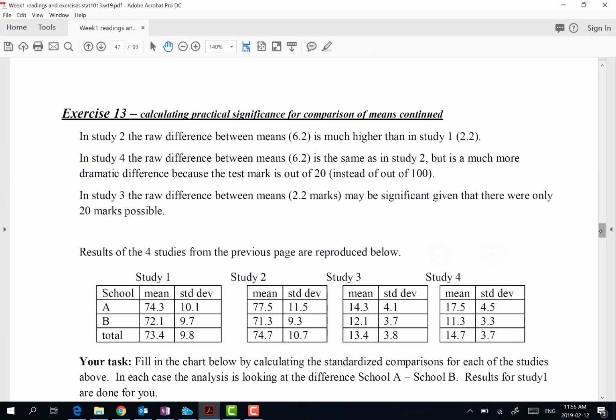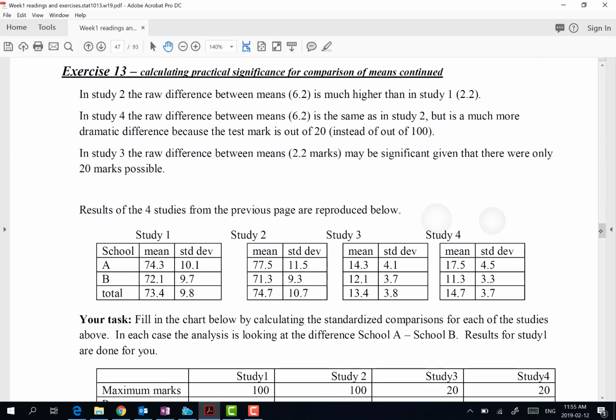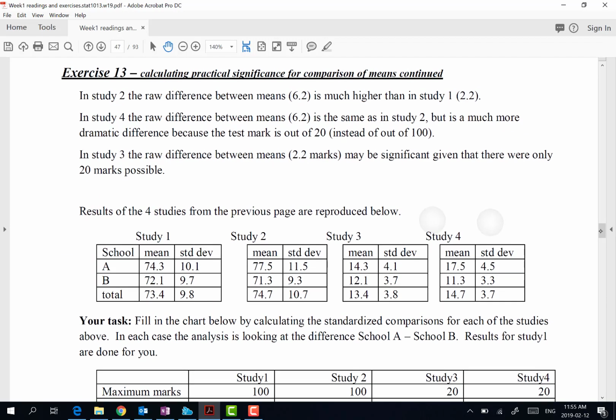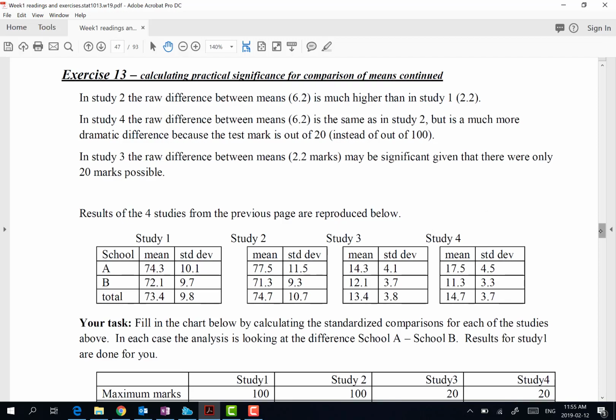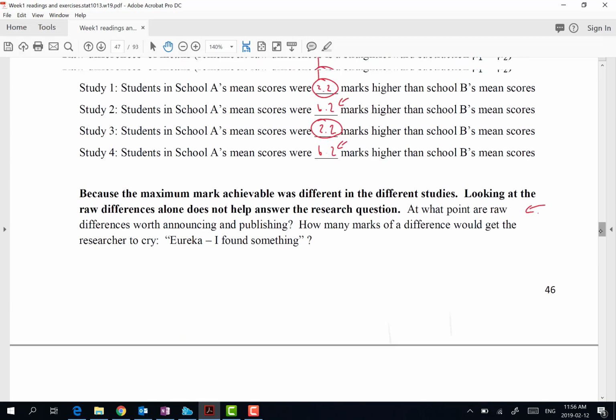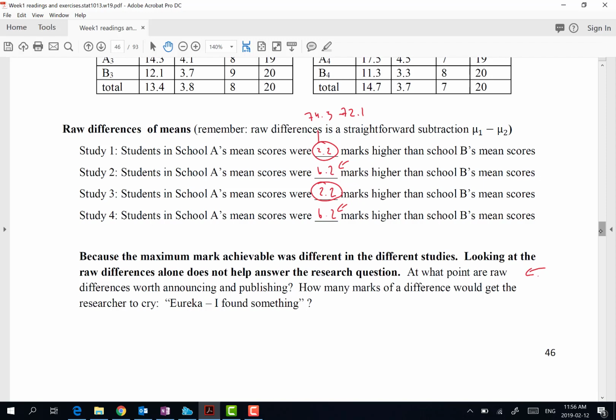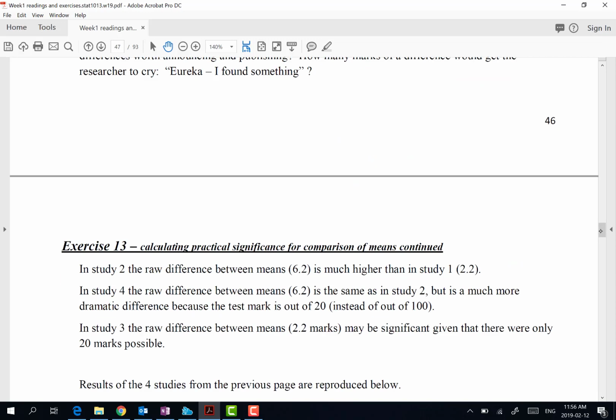Exercise 13, calculating practical significance for comparison. Study 2, the raw difference between means, 6.2, is much higher than study 1, right? So we got that from this here. Study 2, we got 6.2, study 1, 2.2. So there's a higher difference, but it's a much more dramatic difference because the mark is out of 20. So 6.2 out of 20 is not the same as 6.2 out of 100. That's the point I'm making here.